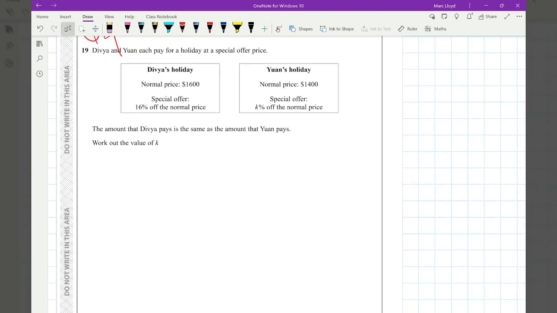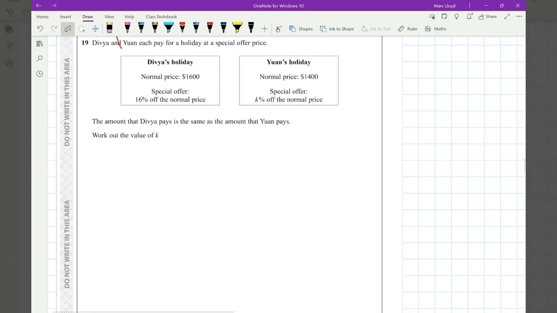Right, 19. So this is where Divya and Juan each pay for a holiday and they get a special offer. They both pay the same amount. So what we need to do is work out what percentage Juan has had off it. And to do that, we need to work out how much Divya has saved for hers. So 1,600 times by, so 100% take away the 16% gives us 84%. And that 84% as a decimal is 0.84.